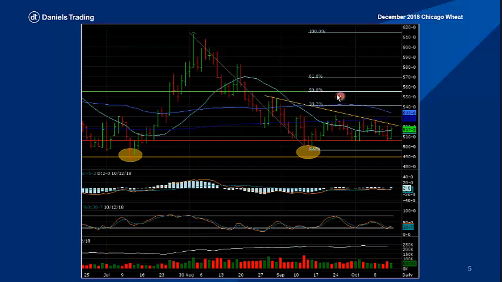Now the upside target would be the 50% Fibonacci retracement of this contract high down to this contract low. That 50% level is 555 even. That would be a first target. Potentially then the second target would be up in these highs above the $6 level.